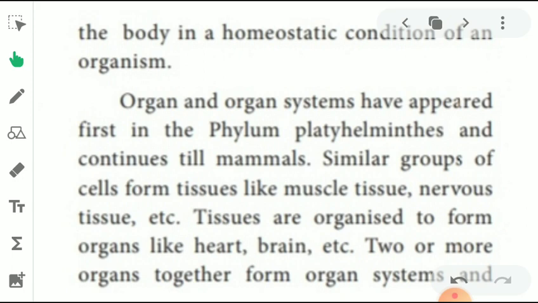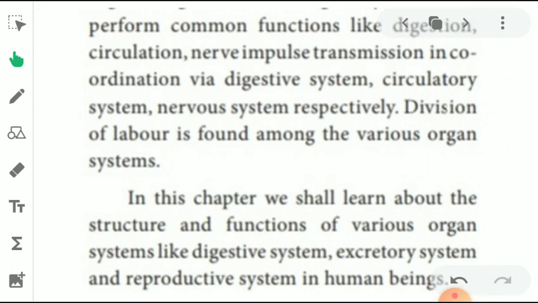Similar groups of cells form tissue, like muscle tissue and nervous tissue. Tissues are organized to form organs like the heart, brain, etc. Two or more organs together form a system that performs a common function, like digestion, circulation, nerve impulse transmission and coordination via the digestive system, circulatory system and nervous system respectively. Division of labor is found among the various organ systems.